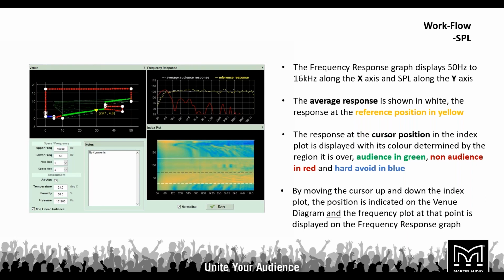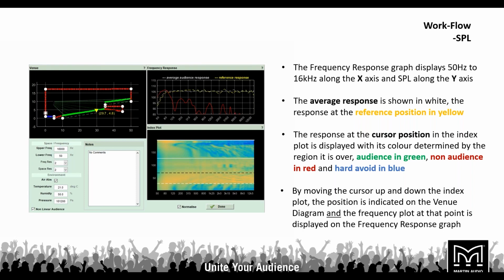By default, you have the average and the reference right there. One is white, the other one is yellow. Average is just of the audience response, so from start to stop. And reference is dead on at the reference point. And the response at the cursor position, when you look at it in the frequency response graph, will change color depending on whether you're in an audience, non-audience, or hard avoid region.